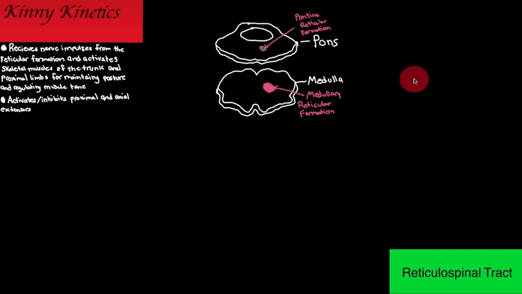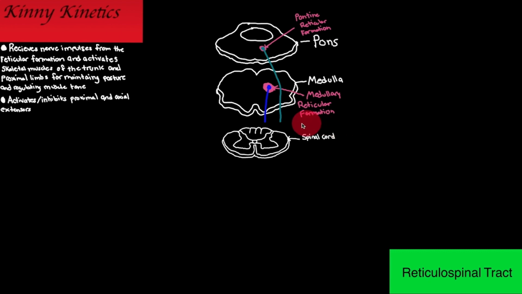This is known as the medullary reticular formation. The signal from the reticular formation in the pons sends its signal down the spinal cord to the lateral reticulospinal tract, and the signal from the reticular formation in the medulla sends its signal down the spinal cord to the medial reticulospinal tract. So here you can see the signal from the pontine reticular formation in the pons, as well as the medullary reticular formation in the medulla, sending its signal down the brainstem until it reaches the spinal cord.